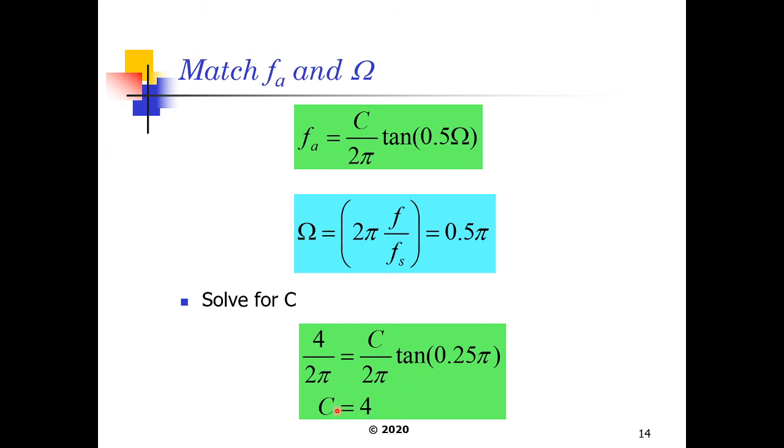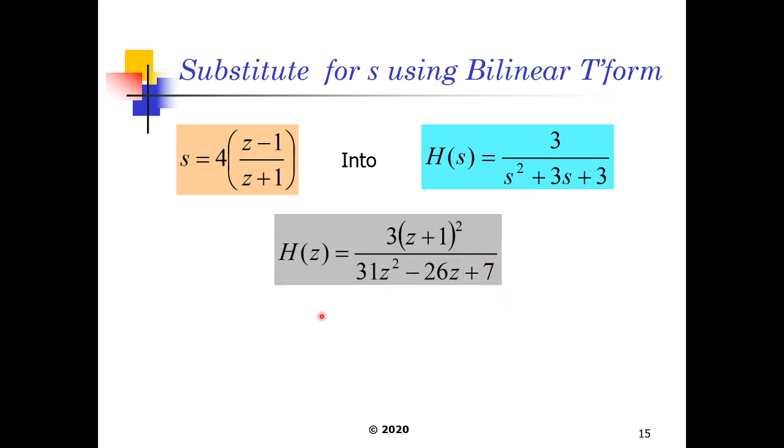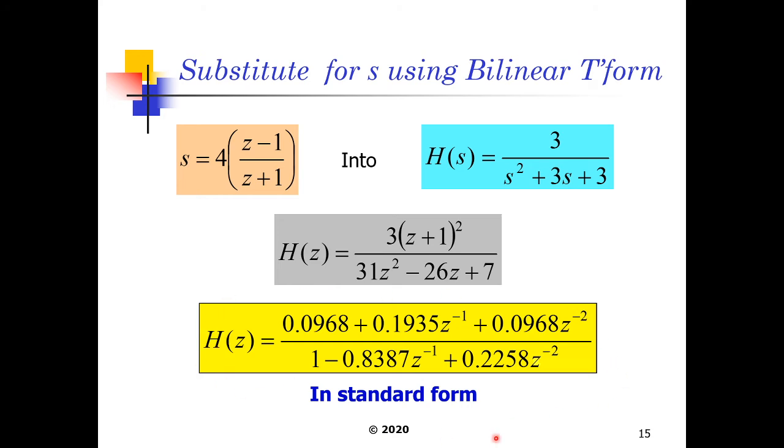And now that we have C equal to 4, and we're designing for a low-pass filter, we can say S is equal to 4 multiplied by Z minus 1 divided by Z plus 1. Once we have this form here, we substitute it into the H of s. And once we substitute, expand out, and put it into standard form, we have our final answer here accordingly.